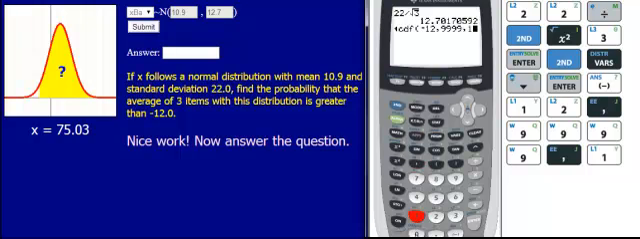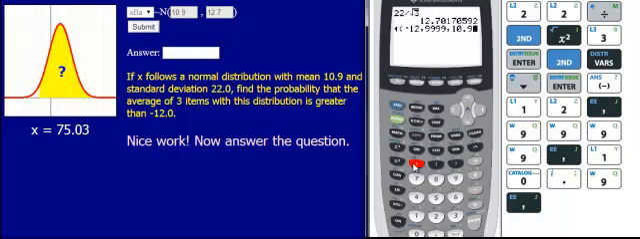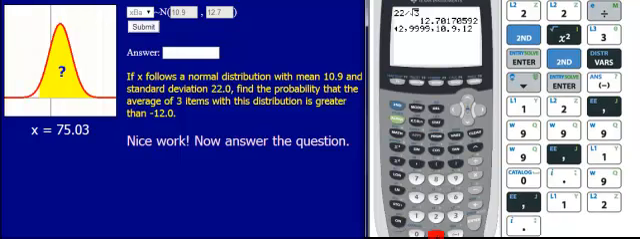So 10.9, comma, and then the standard deviation, which is 12.7. Remember, it's the standard deviation of the sampling distribution, not the standard deviation of the original population. So 12.7.